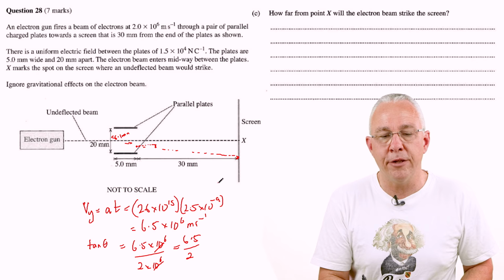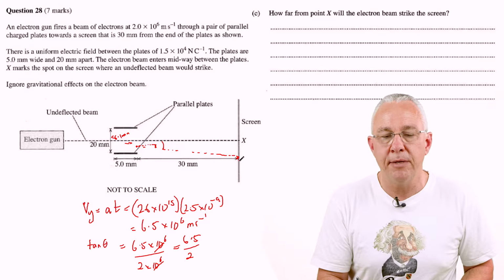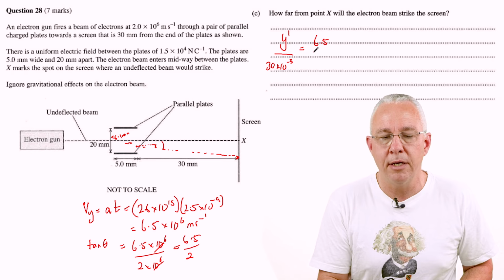Now we've already got 30, so what we can say is that the angle here, right there, is going to be determined by the opposite over adjacent. So this opposite, which is going to be the distance that this drops by, I'm going to call our value y dash, divided by the adjacent of 30 millimeters, 30 by 10 to the power of negative 3. Well, that's tan of the angle, but we already have the tan of the angle, and that's 6.5 over 2.